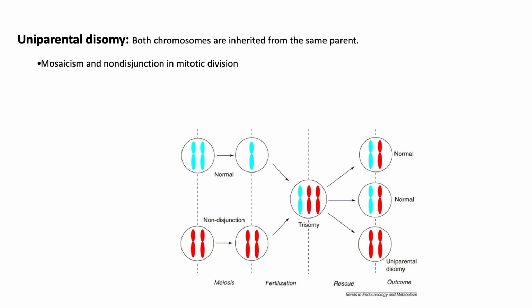Uniparental disomy is another term in aneuploidy. This is an abnormality where both chromosomes are inherited from the same parent. That would be represented as n plus 1. So the haploid genome would have n plus 1, which comes from the same parent, as denoted by two red chromosomes over here. This is an example of uniparental disomy, so there's no chromosome from the other parent.